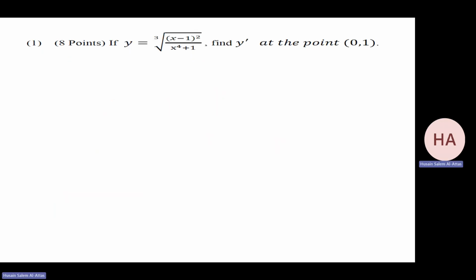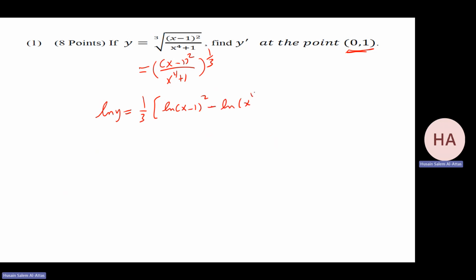If y equals this, find y prime at this point, 0 and 1. So this is what? X minus 1 squared over x to the power 4 plus 1, all to the power 1 over 3. Take ln y, which will be 1 over 3, ln x minus 1 squared minus ln x to the power 4 plus 1. All of this is 1 over 3. So that will be 1 over 3, 2 ln x minus 1 minus ln x to the power 4 plus 1. And then ln y.